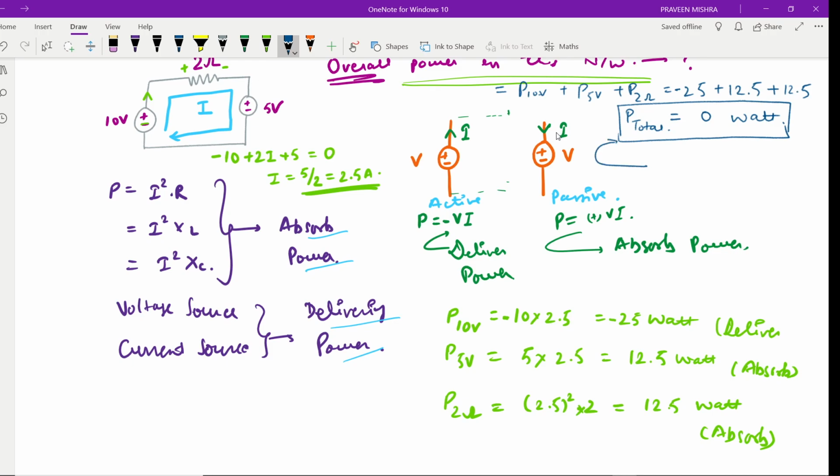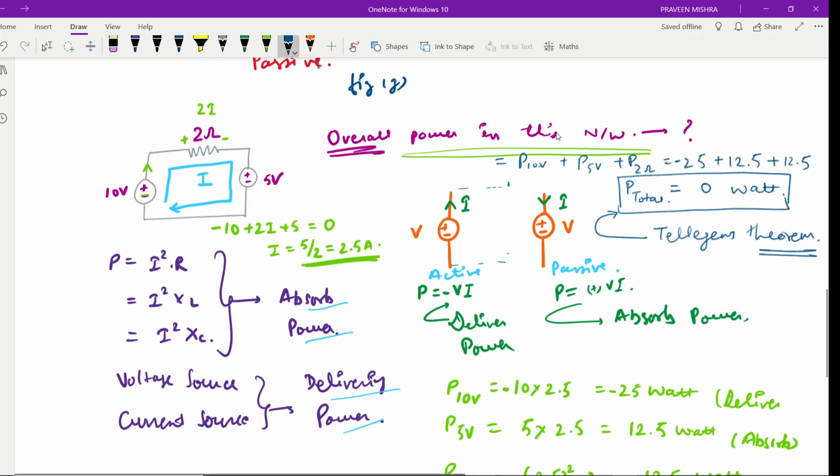This theorem is known as Tellegen's theorem. It means the overall power in the network will be equal to 0. Whatever power is being generated, the same amount of power has to be absorbed by the different elements.